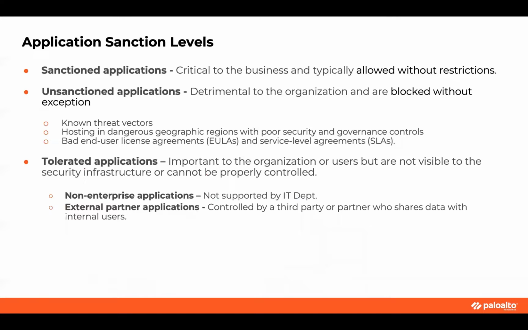Now, let's talk about some terminologies and concepts. Sanctioned applications are critical to business and usually allowed with no restrictions. Unsanctioned applications are harmful and can be dangerous and are blocked with no exceptions. Some of these reasons might be known threats, being hosted in a dangerous geographic region with poor or no security and governance control. Or it might be because of a bad end user agreement or service level agreement. Tolerated applications are important, but are not visible completely to the security infrastructure and cannot be controlled properly.